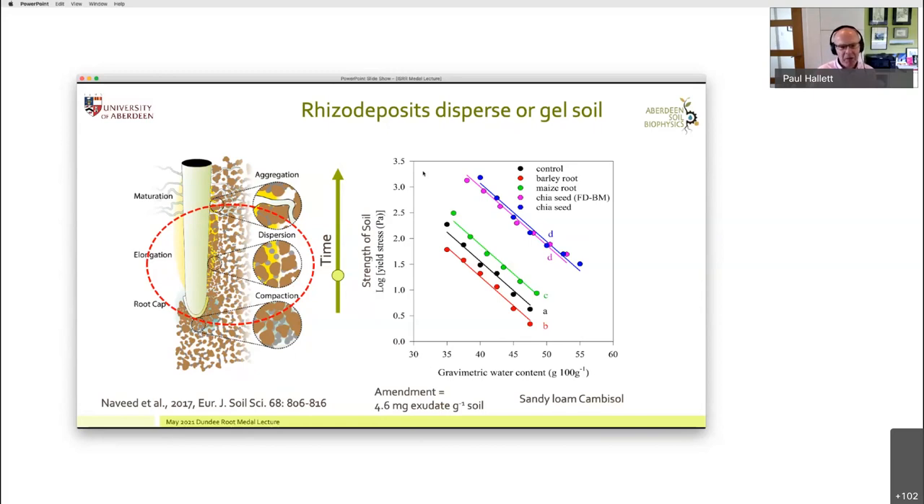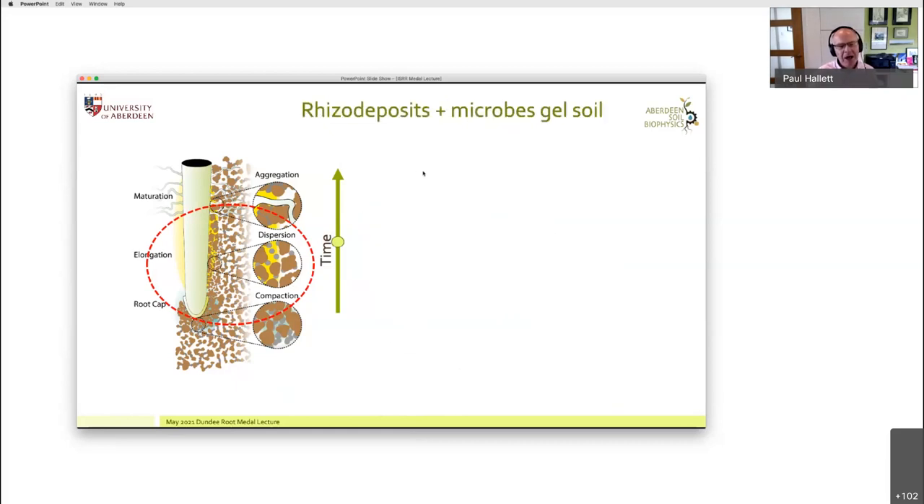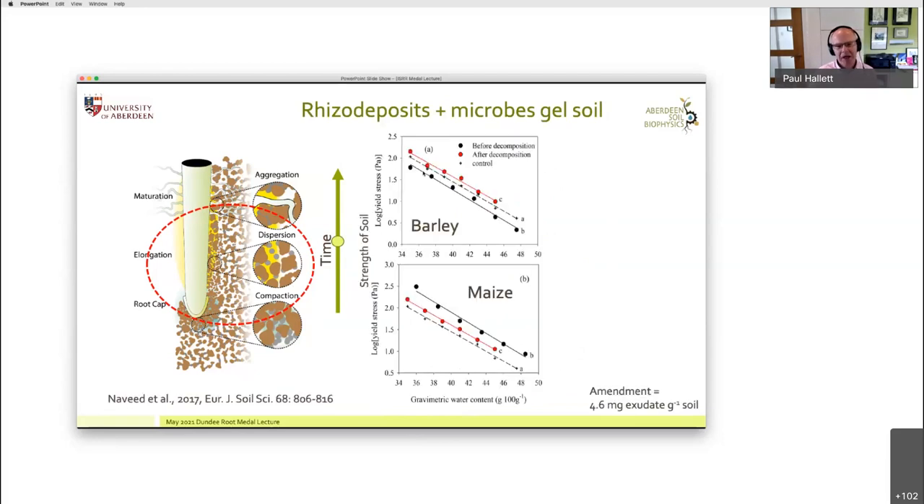Now, if you're a microbiologist, you're going to be looking at this and you're going to be thinking that is too phytocentric, which is one of the comments we had from reviewers when we put this proposal in. And you're totally right. So if we go through and we look at time a bit more, those exudates are quickly consumed and changed by microbes.